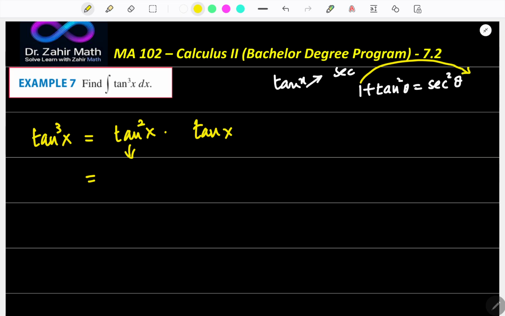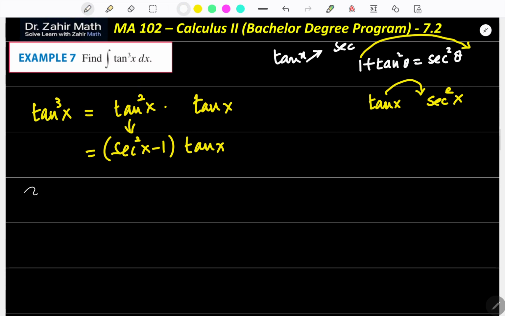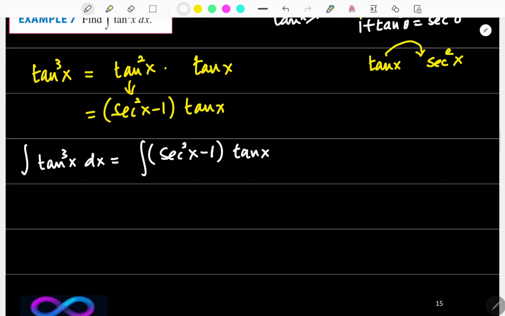Why, teacher? Then what will you do? Because when tan and secant are there, I can connect with the substitution rule. Why? Because tan x, the derivative is what? Secant square x. So if there is a connection, easily I can use the substitution rule. Okay, right. So tan square x, I'm going to write it as secant square x minus 1 times tan x. So just keep it and go for the integration. Right. So integral tan cube x dx is equal to integral secant square x minus 1 times what? Tan x.